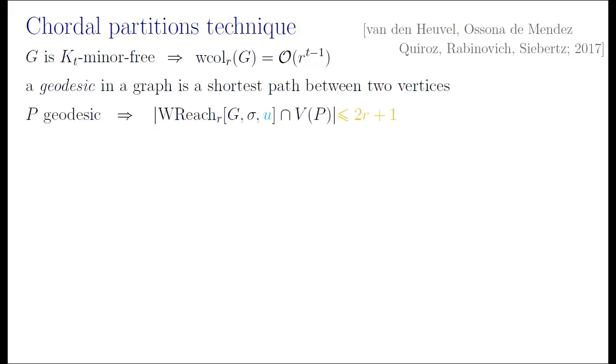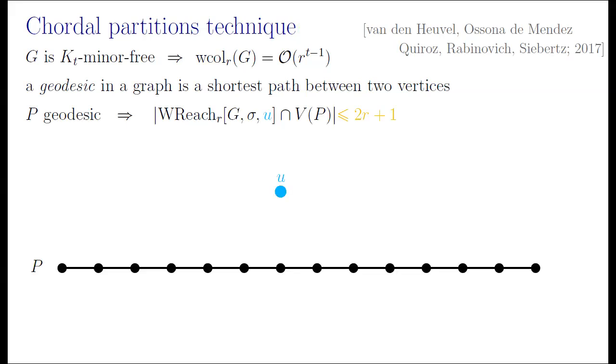What is nice about geodesics and weak coloring numbers? If we have a path that is a geodesic and we study this reachability set of G sigma u, and we only care about the vertices in this path, then there cannot be a lot of them. Let me show you why.